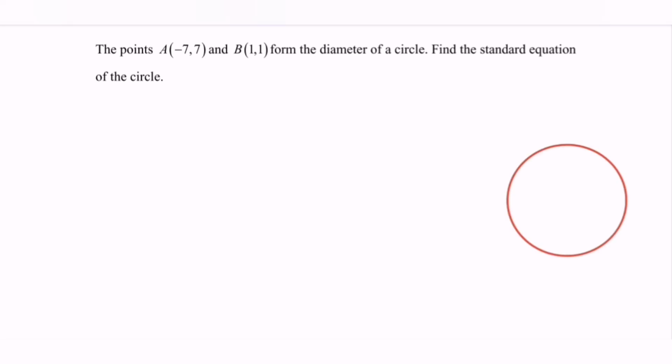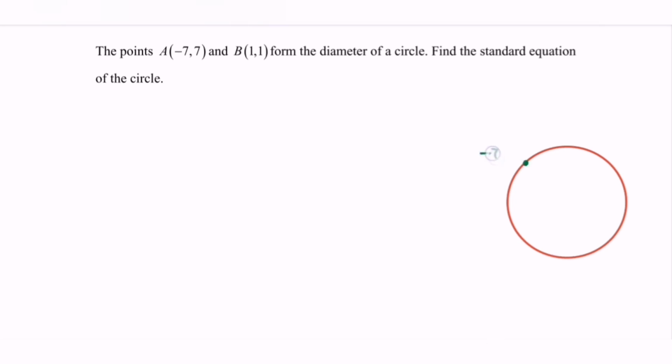So here we have the circle, with the point -7, 7. Then we have the point 1, 1. And the question said, form the diameter of a circle. So meaning that where we have a center, find the standard equation of a circle.